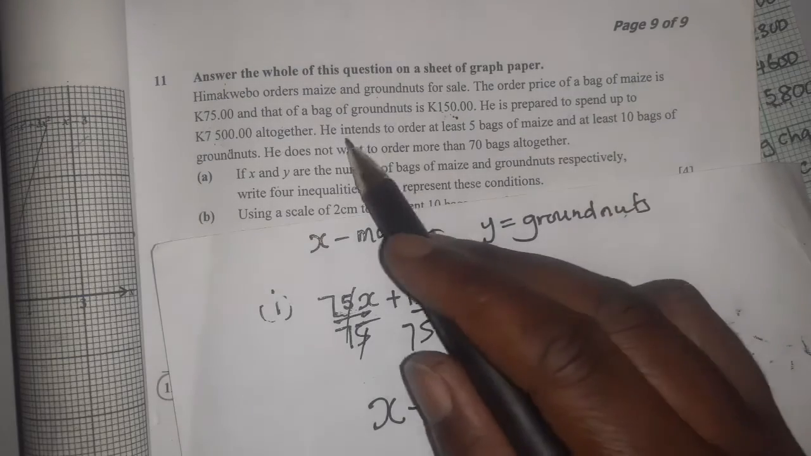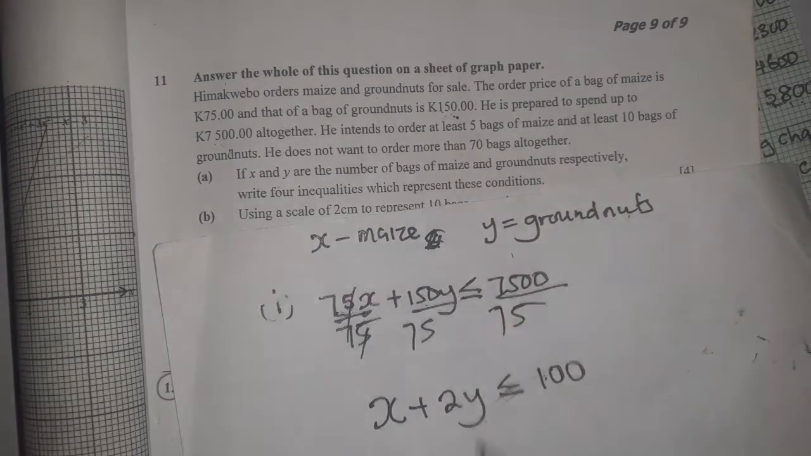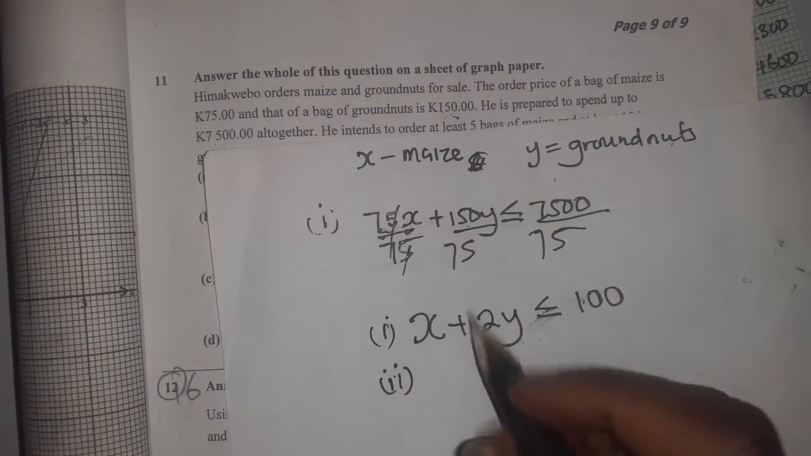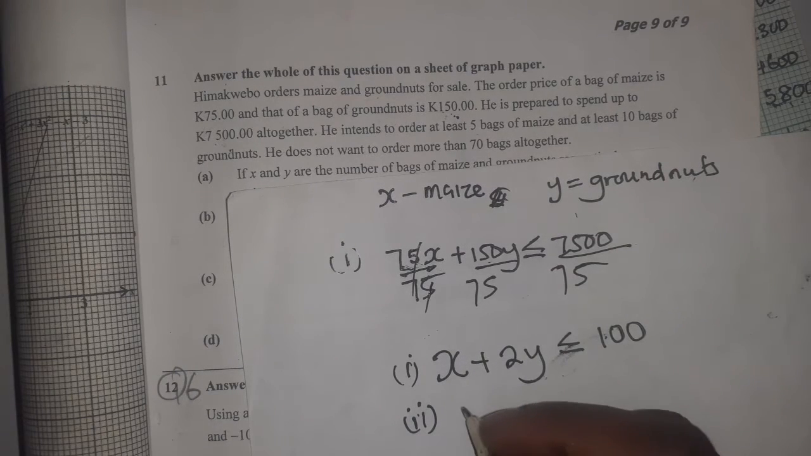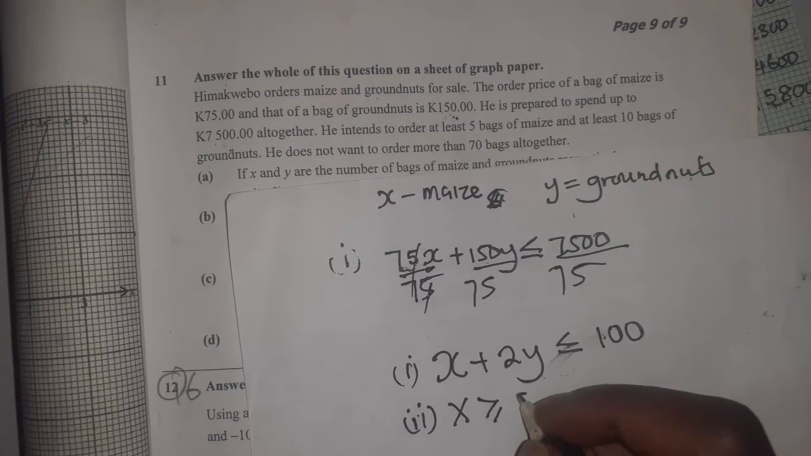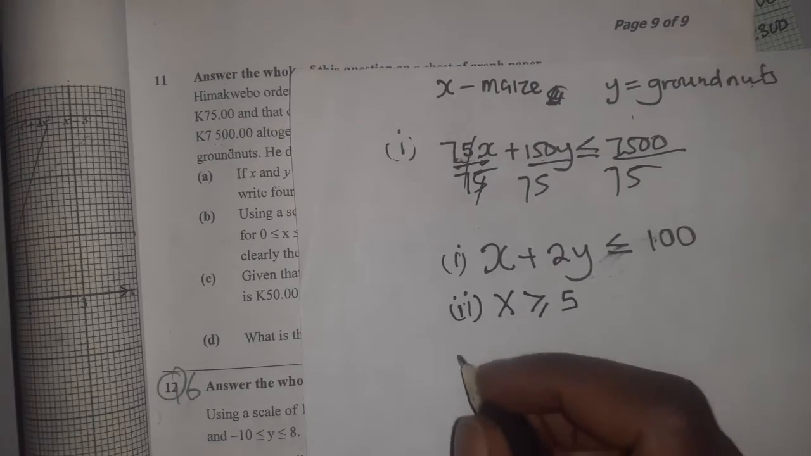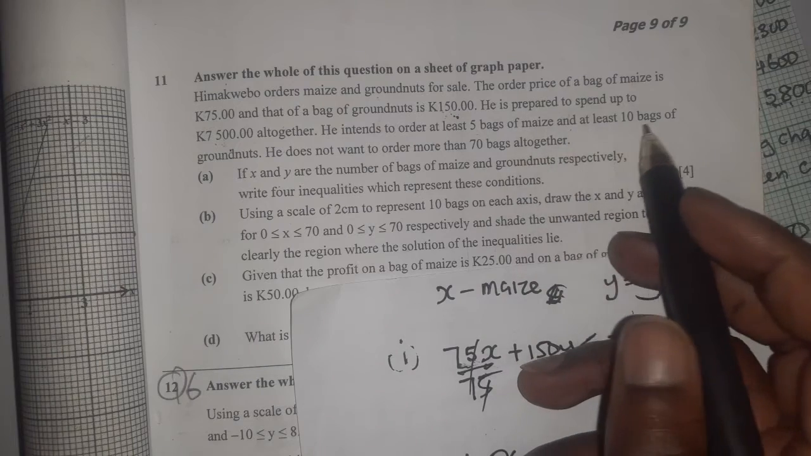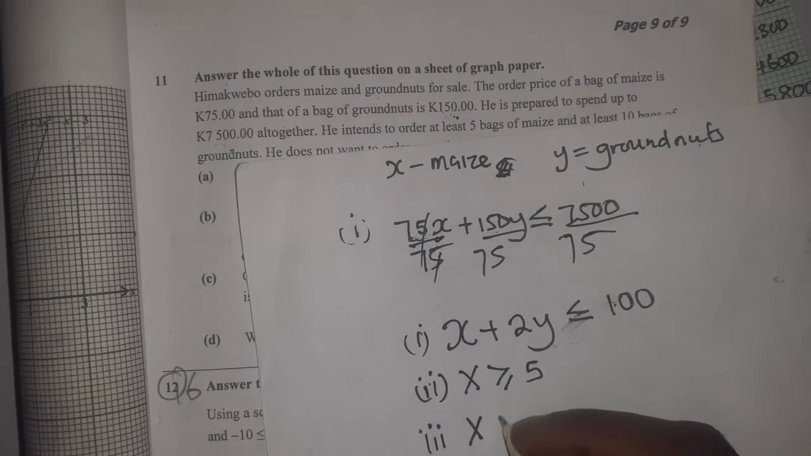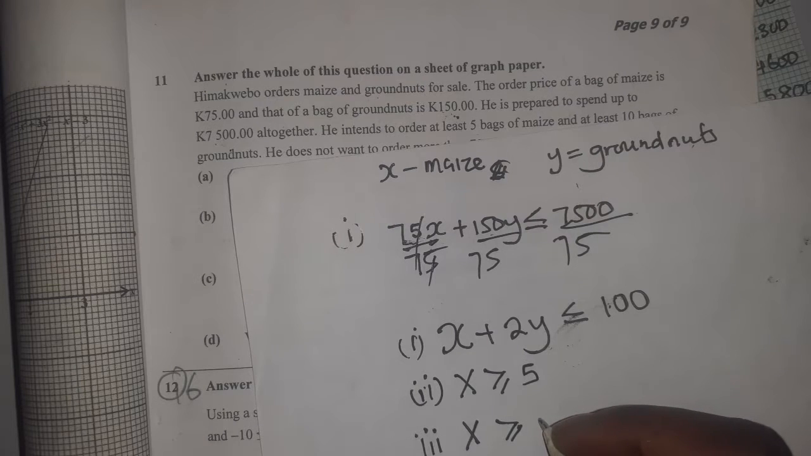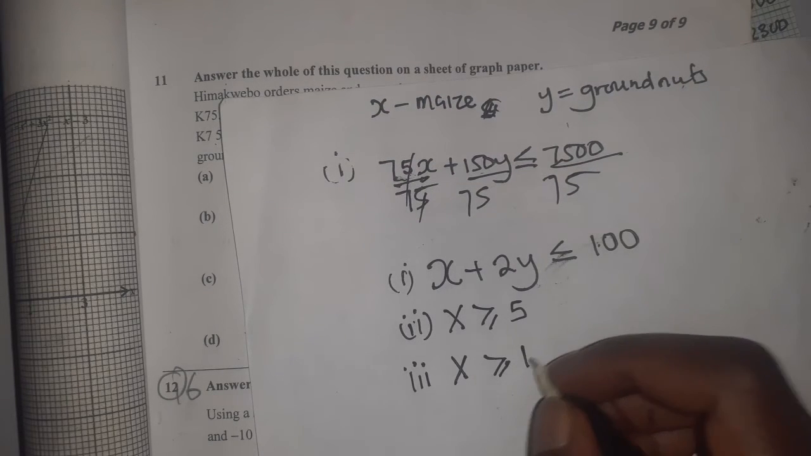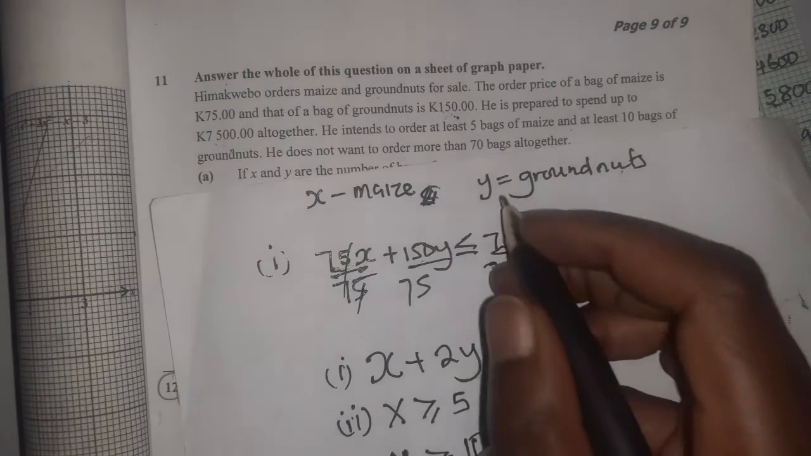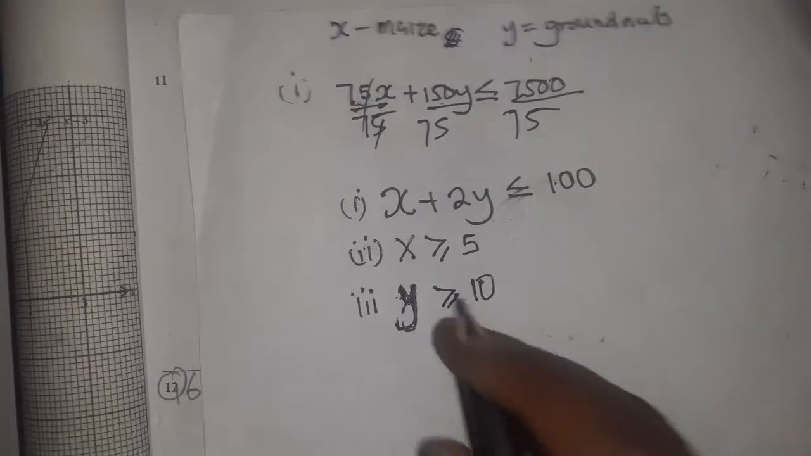Then here we have, he intends to order at least. So this is our first one. And the second one is he intends to order at least what? 5 bags of maize. At least 5 bags of maize. It's this one. The third one, and at least 10 bags of groundnuts. At least 10 bags of what? Groundnuts. So this is supposed to be y. Remember, groundnuts here. So this is what's supposed to be there.